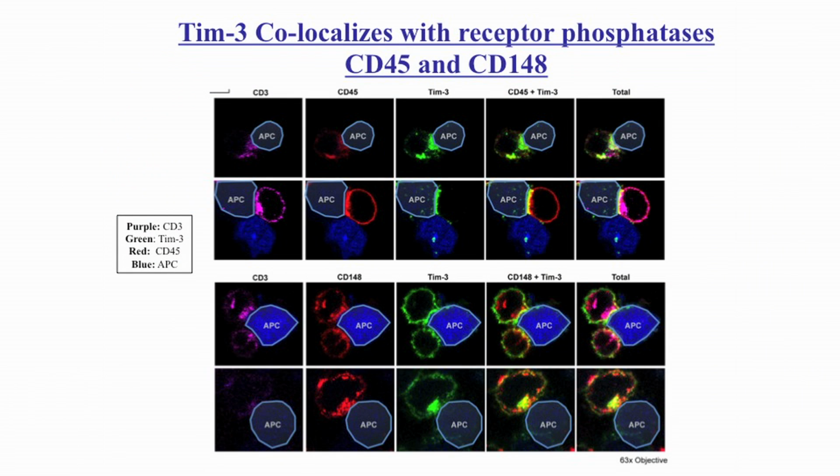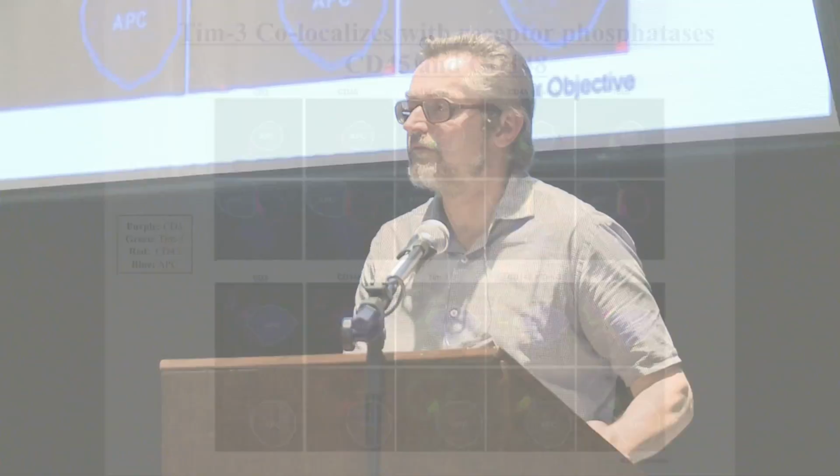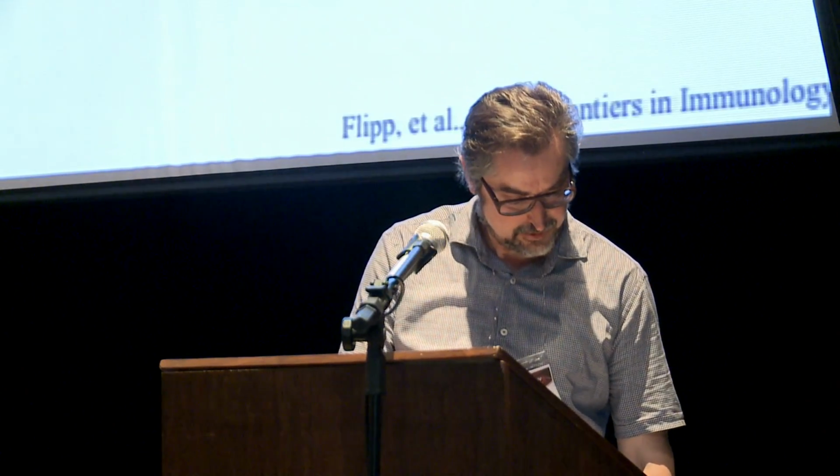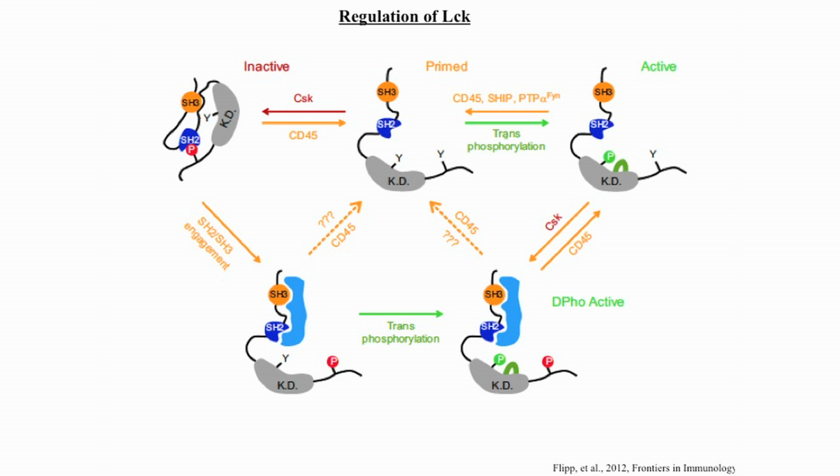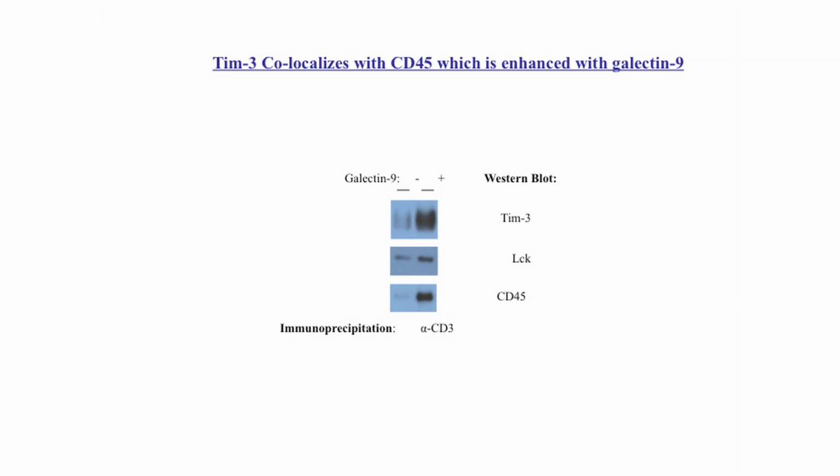If you do immunofluorescence staining for TIM3 and CD45 and look at the immune synapse, we find that when TIM3 is present at the immune synapse, so are CD45 and CD148, two phosphatases that may dephosphorylate. Again, just showing you the two forms of LCK. If you add galectin-9 and immunoprecipitate TIM3, galectin-9 enhances the ability of TIM3 to bind to LCK and to CD45 compared to when galectin-9 is not there.